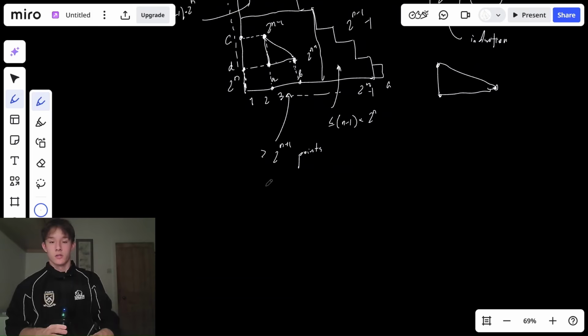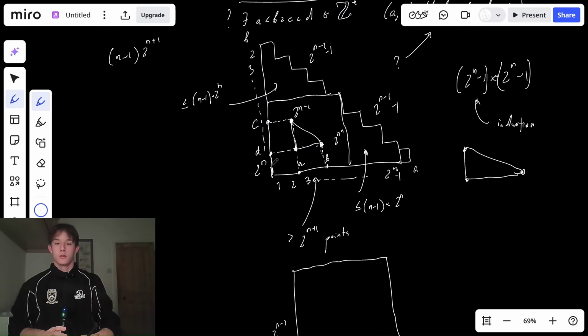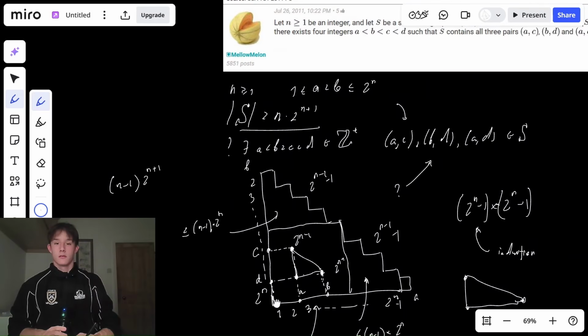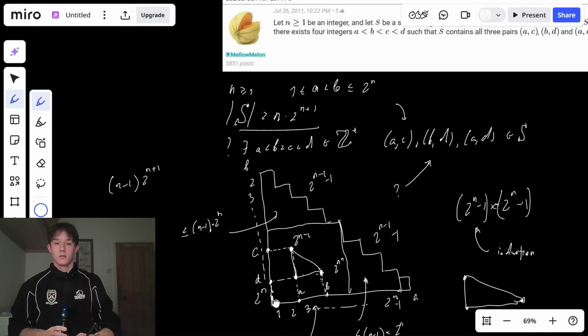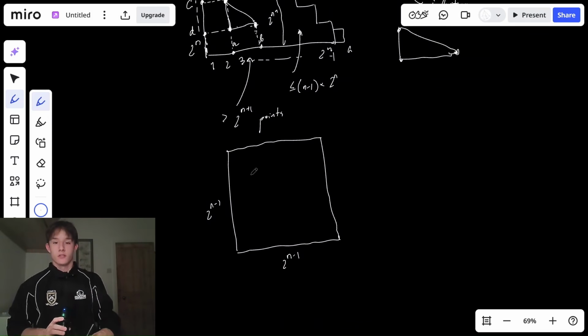And this square is of size 2 to the power of n minus 1, like this. Now we're thinking about trying to find the same story, so the same here and here.